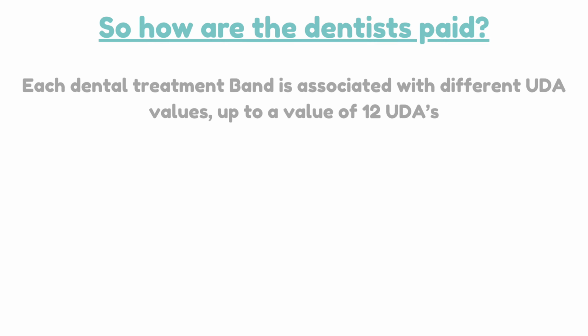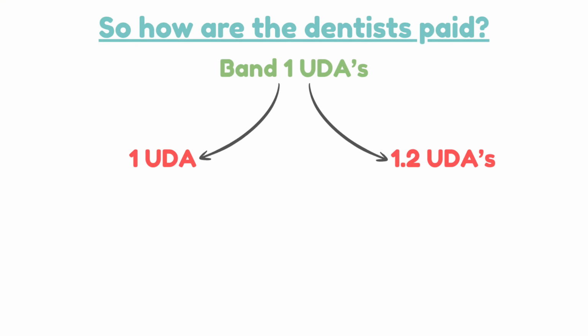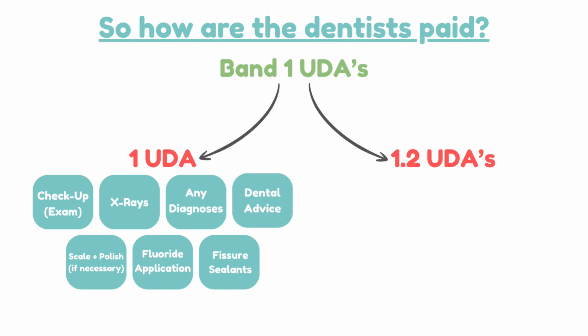Now, how are the dentists paid? Each dental treatment band is associated with different UDA values, up to a value of 12 UDAs. So let's look at band 1 UDAs first. Under band 1, a dentist can either get 1 UDA or 1.2 UDAs. 1 UDA is for checkups, x-rays, any diagnoses, dental advice, scale and polishes, fluoride application, and fissure sealants. They get a bit extra, 1.2 UDAs, if they do emergency treatment.